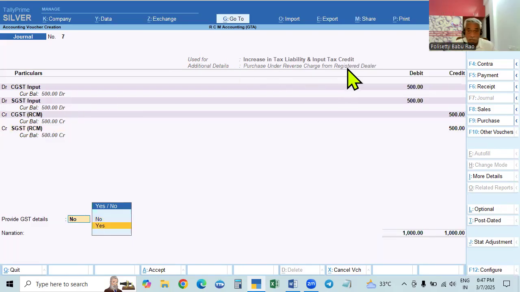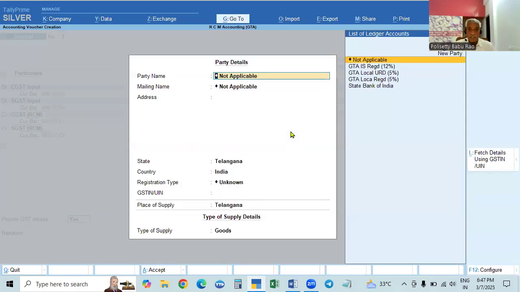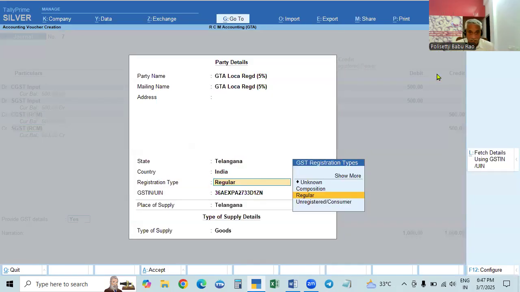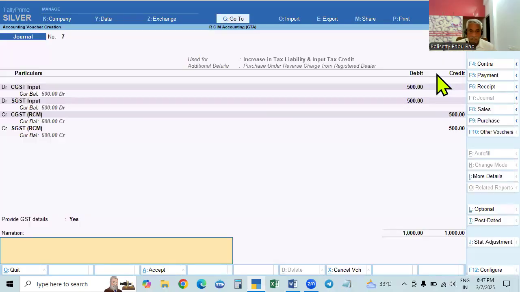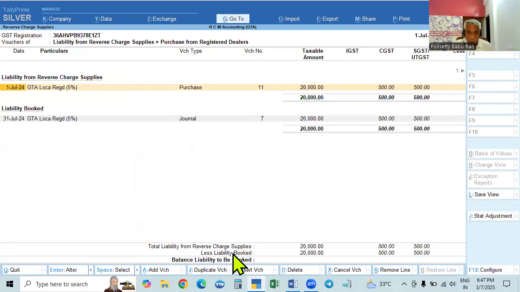Say this is from the registered dealer. So take registered dealer, local registered. For interstate it is 12% tax, same. That is not our concern; we are talking only about the RCM. So registered, you take all the details, record, and at the end take the service. So accepted. So we have created both for the liability book.